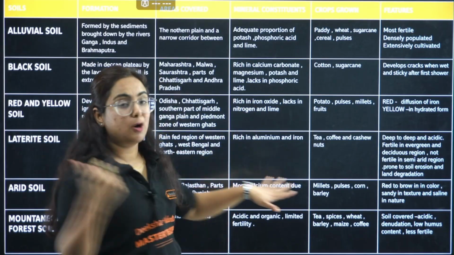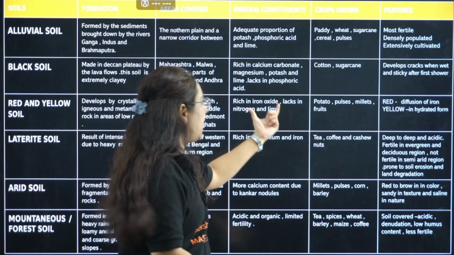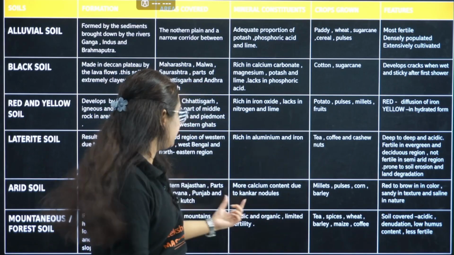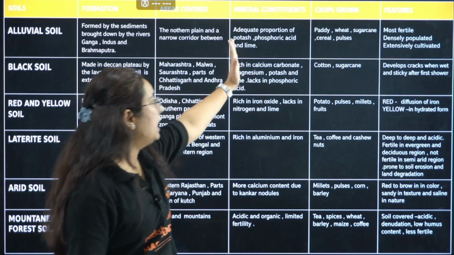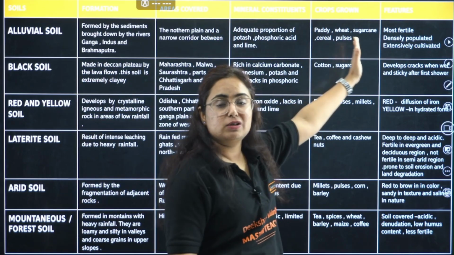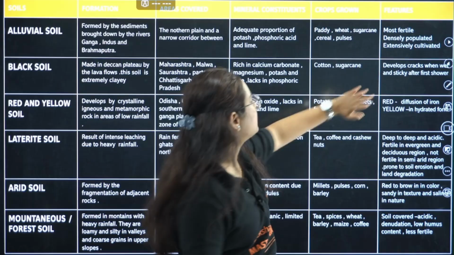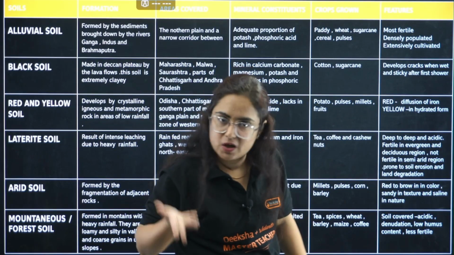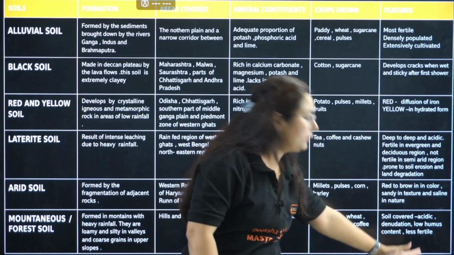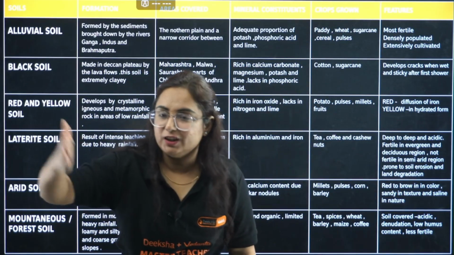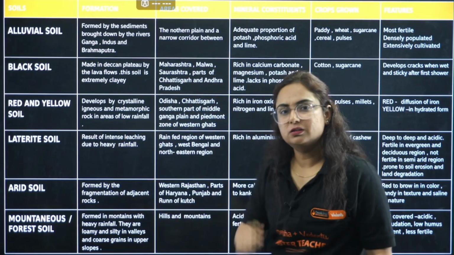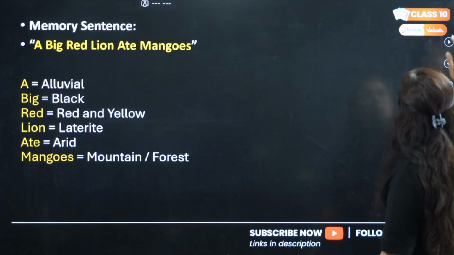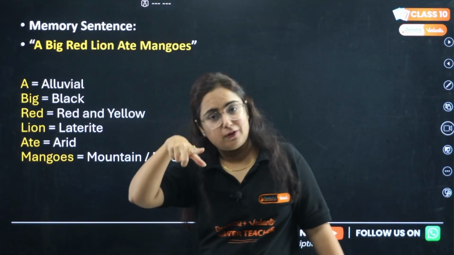Now, if I talk about red and yellow, the red color is because of iron oxide, rich in aluminium and iron, that's laterite soil, and more things are here. Next classification is about crops grown over these soils. Like, if you remember, black soil is also known as cotton soil. The major crop grown there. And the last one is features. So categorize into 5 points, and this is going to give you 5 marks for sure. This is the best way to learn whenever a lot of facts are there.